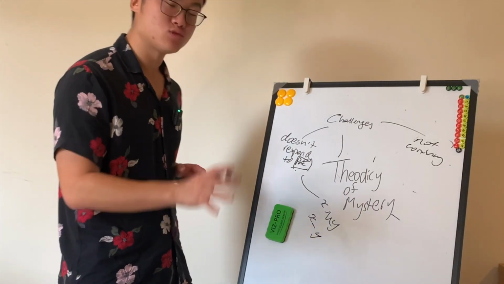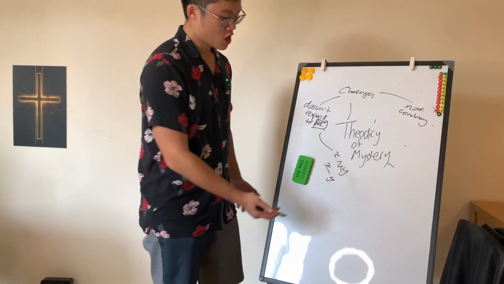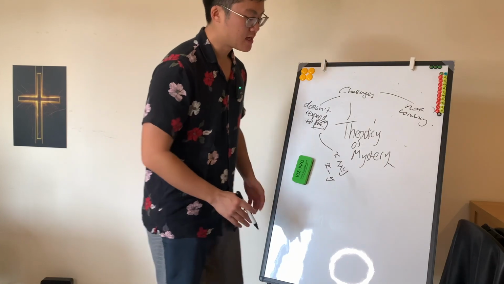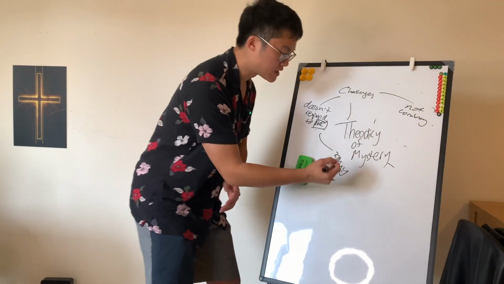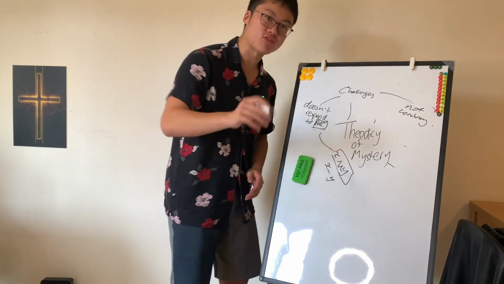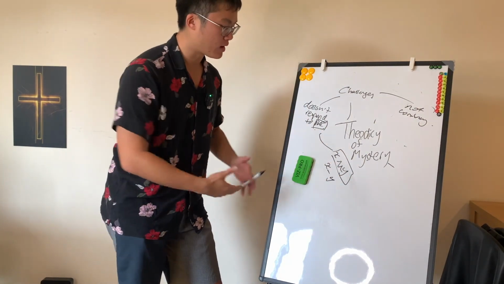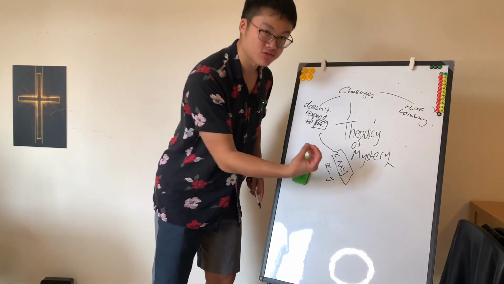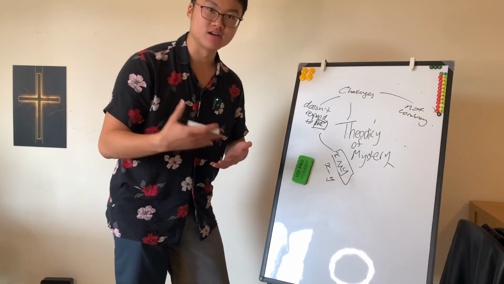However, as we've said before, what you're trying to do with the Theodicy of Mystery is not say, okay, there actually is some reason for why God and evil coexist. What we're trying to say is, well, hold up a second, you cannot even make this assumption. Your fundamental assumption of the problem of evil does not stand. Why? Because you cannot even define what God is, and if you cannot define one of your variables, you cannot have a valid argument.